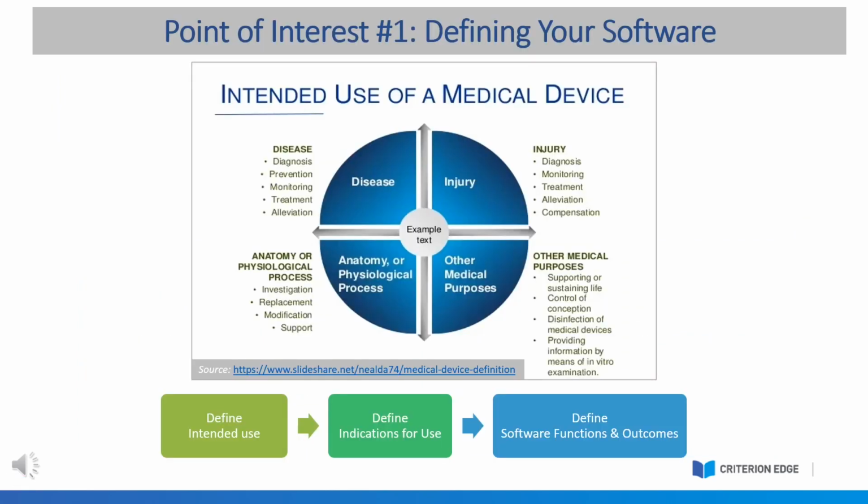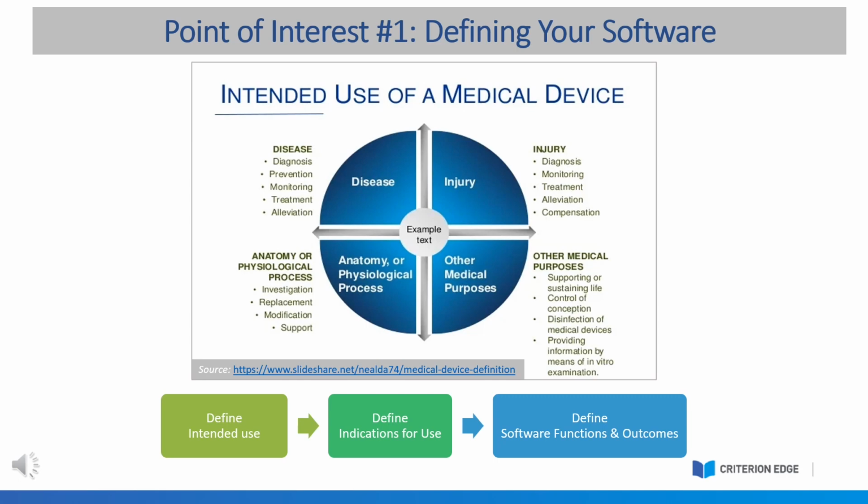Our first point of interest is defining your software. You will start by defining the intended use or intended medical purpose of your software. The key factor to consider here is the disease state or clinical condition that the software aims to help treat or diagnose.